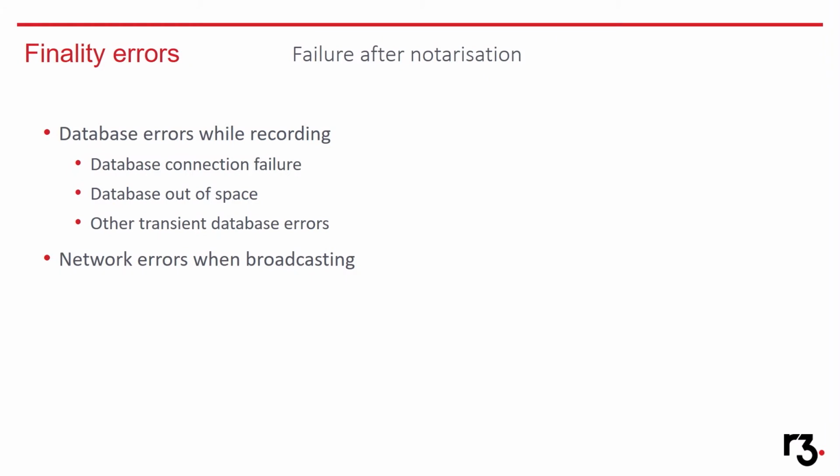Other errors we can have are network errors with broadcasting. So basically our counterparty is down, our network is down, some network component doesn't work. So we can record locally, but we can't broadcast to counterparties. Obviously the counterparty can have the same kind of database errors that we can have, the same list of errors. And most interestingly, there can be Corda code that can error at this stage.